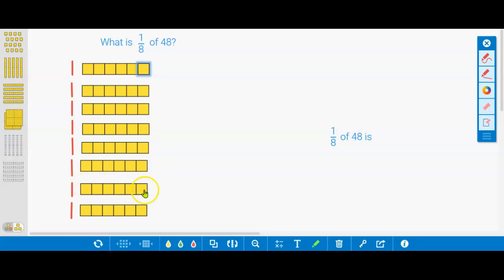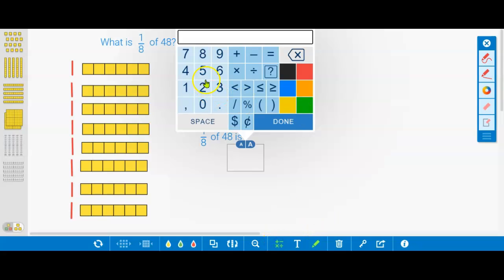If you're not sure, you need to be sure that they're all equal. Because if they're not equal, then you're going to get the wrong answer. They have to be 8 equal rows. And they are. There are 6 yellow squares in each of these even rows. So 1/8 of 48 is 6.